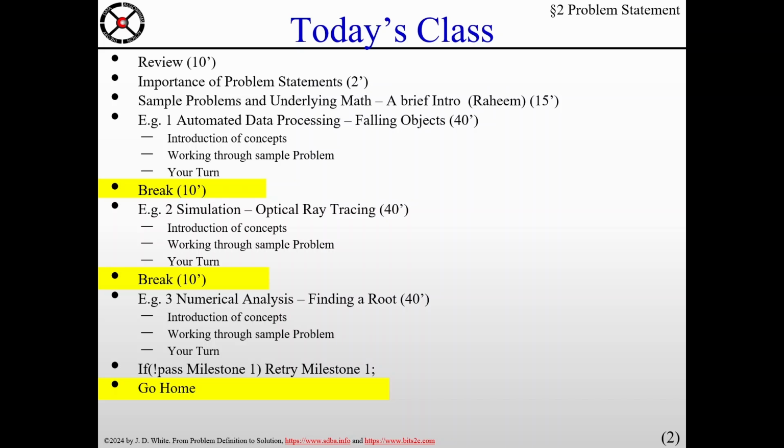After that, we'll have a sample problem, some underlying math, basically a brief introduction on a couple of the problems by Rahim that we'll be doing. So he'll give a quick overview. Then we'll start to move through our three key examples. Our first example is using computers for data processing. Okay, processing experimental data, that's one application for doing batch processing.